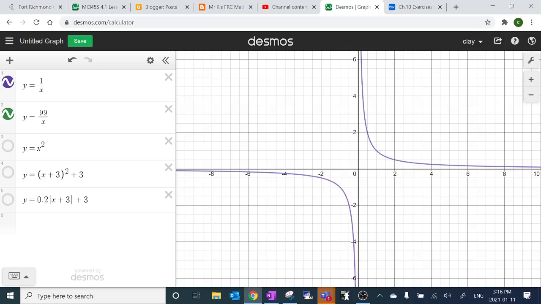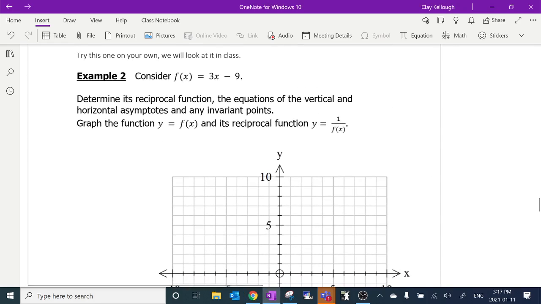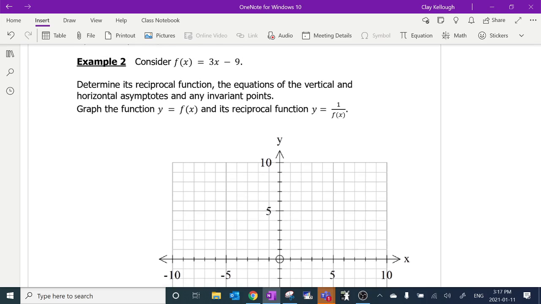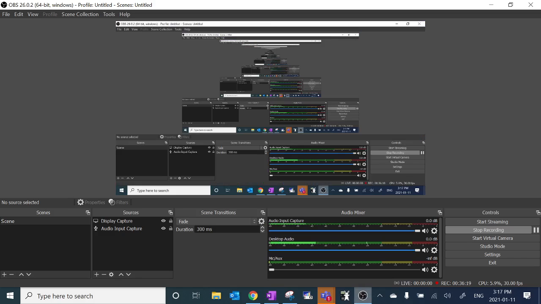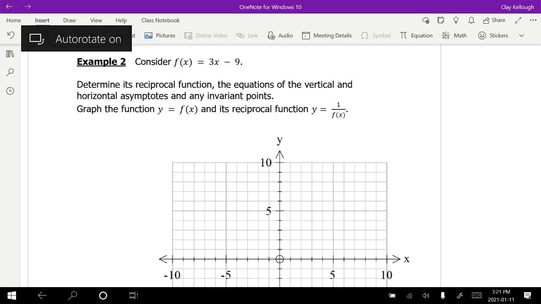Okay, let's go back to notes now that we've had that nice little diversion of looking at Desmos. And let's do one more example. Consider, in fact, why don't you try it? Okay, I'll pause the video and give you a couple minutes to try this on yourself. Unpause. We're recording again. Okay, let's see if I can catch up to you.